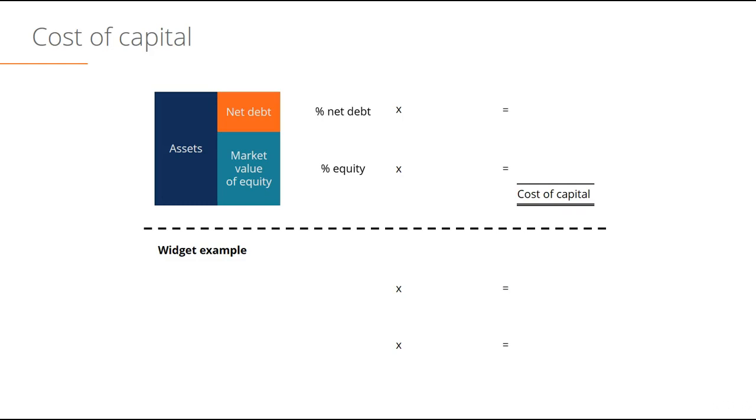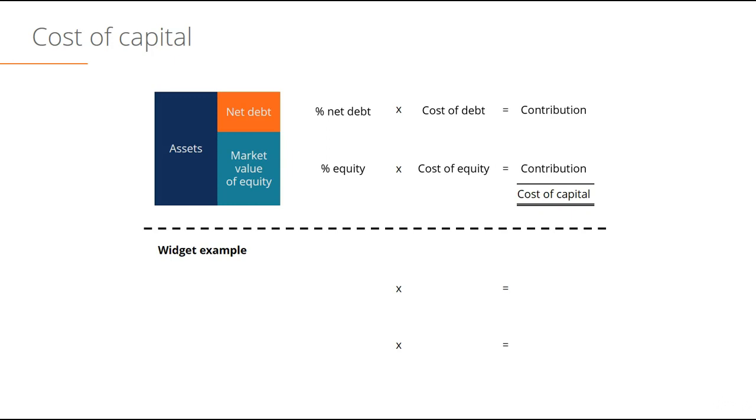So we have to take into consideration the percentage of the company's capital that's debt and the percentage that's equity. We multiply each of those by their respective costs, and we arrive at the contribution to the cost of capital of each. So to sum them up gives us the total cost of capital.